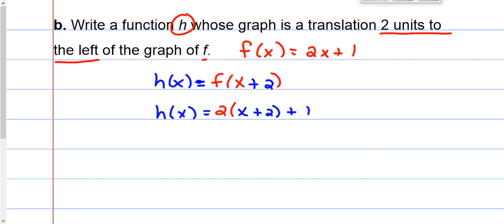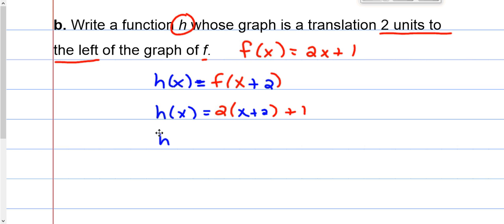Okay, my colors got a little off there. Let me fix that for you. So we have 2, we have our x plus 2, and then the rest of the function plus 1. There we go. So this x plus 2 in blue here, that's the only new thing, and that's because of that left movement. Now we can simplify.